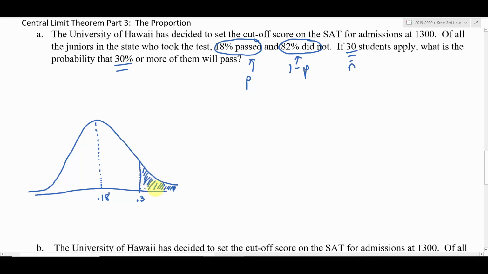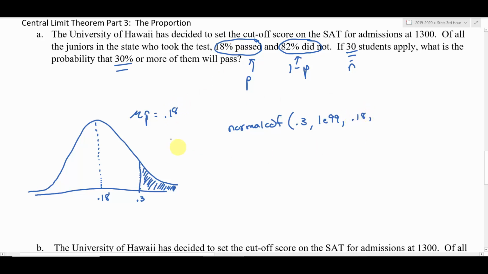It is normal, so we can use a normal CDF to calculate that area. I'm going to go ahead and set that up. Start with a normal CDF. Our left bound is 0.3. Our right bound is going to be infinity, so we're going to put in a 1E99. And then we need the mean of the sampling distribution, so we need the mean of the sample proportions, which we know is the same as the population proportion, so that's 0.18. I'm going to go ahead and put my 0.18 in there.